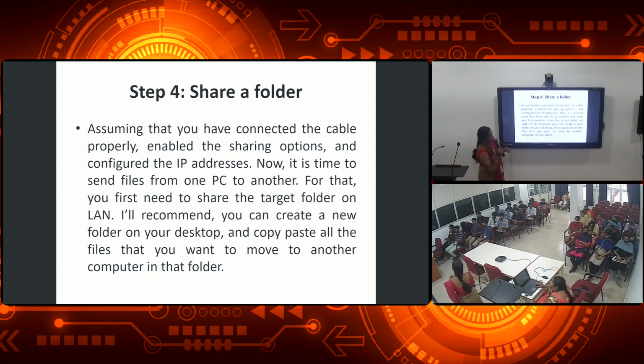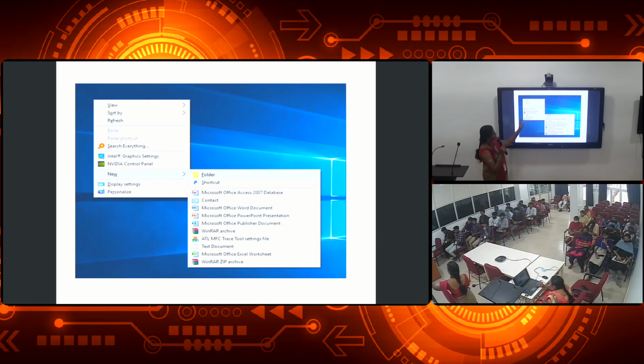So now it is time to share a folder from one computer to another computer. Assuming that you have connected the cable properly, enabled the sharing options and configured the IP addresses, now it is time to send files from one PC to another. For that, you first need to share the target folder on LAN. You can create a folder on your desktop and copy paste all the files that you want to move to another computer. Okay? You create a new folder. In that folder, whatever files you need to share, you copy those files and save them in this folder, right?